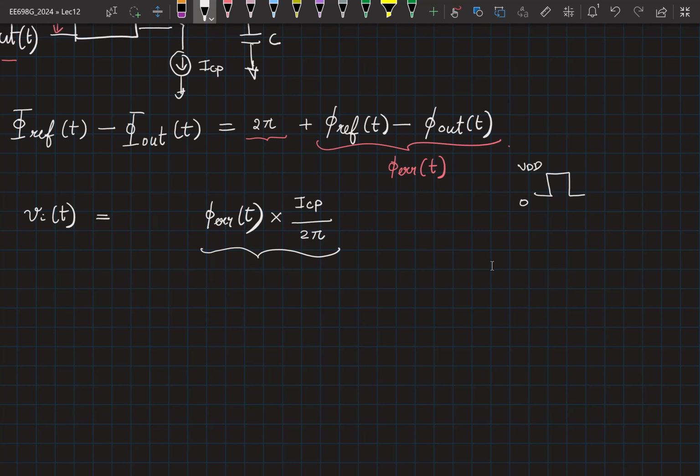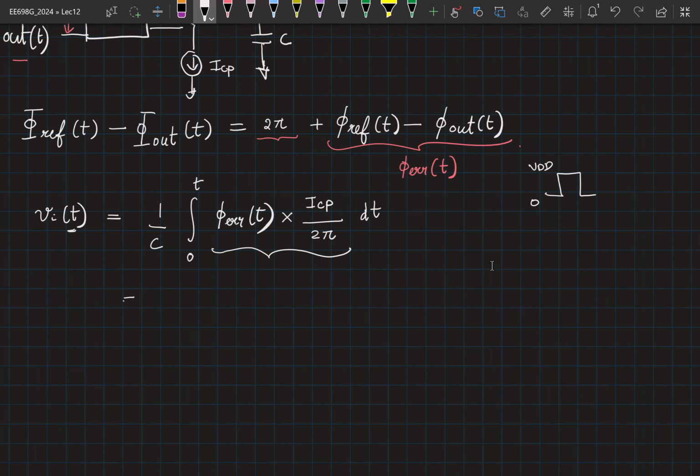The dimension is not correct because the equation is not complete. So this is the average current flowing into the capacitor. How do I calculate the voltage? 1 by C. If I want the voltage at instant t, I integrate it from 0 to t. Let me take all the constants outside. So I have ICP by 2 pi C integral 0 to t phi error of t dt. So this is my Vc of t. So far okay?